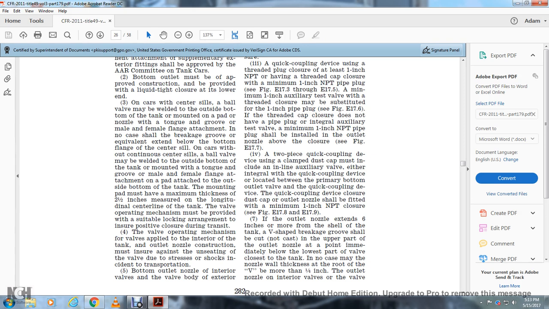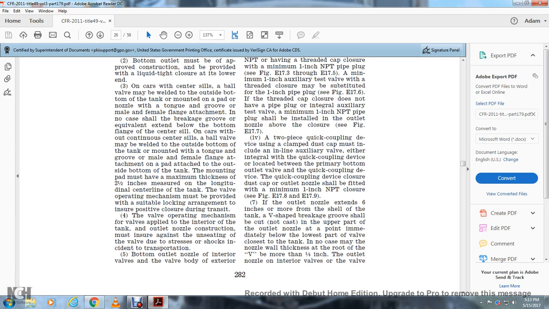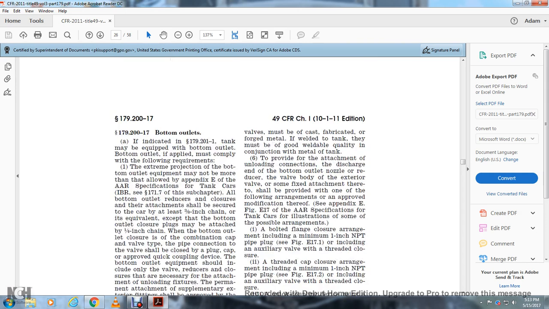The valve operating mechanism must be provided with a suitable locking arrangement to ensure positive closure during transit. The valve opening operating mechanism for the valves applied with the interior of the tank outlet nozzle construction must ensure against the unseating of the valve due to the stress and shocks of transportation. Bottom outlet nozzle and interior and valve body exterior.